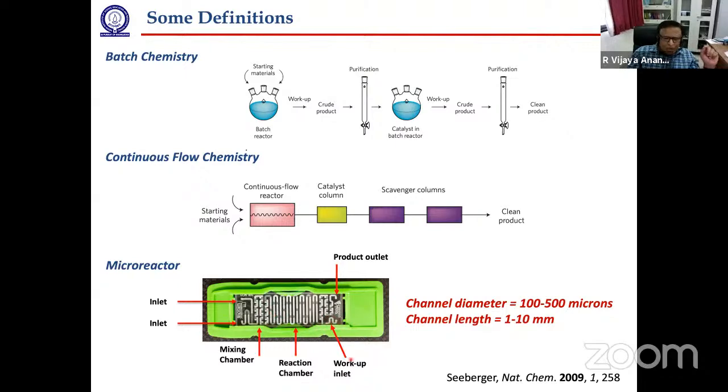And then you can additionally have one more inlet if you want to do a workup after the reaction. And again, you can see these channels are zigzag, so proper mixing will take place over here, the reaction will be quenched in this place, and then clean product comes out. And if you look at the diameter of these channels, it will be 100 to 500 microns. That is why it is called a microreactor. And the channel length can vary from 100 microliter, 1 to 10 millimeters.